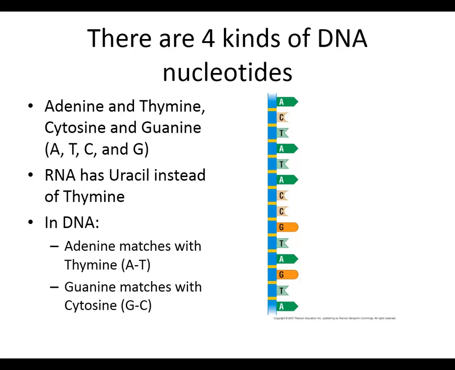There are four kinds of pieces of DNA. A's, C's, T's, and G's, and they're all different in the kind of base that they have.